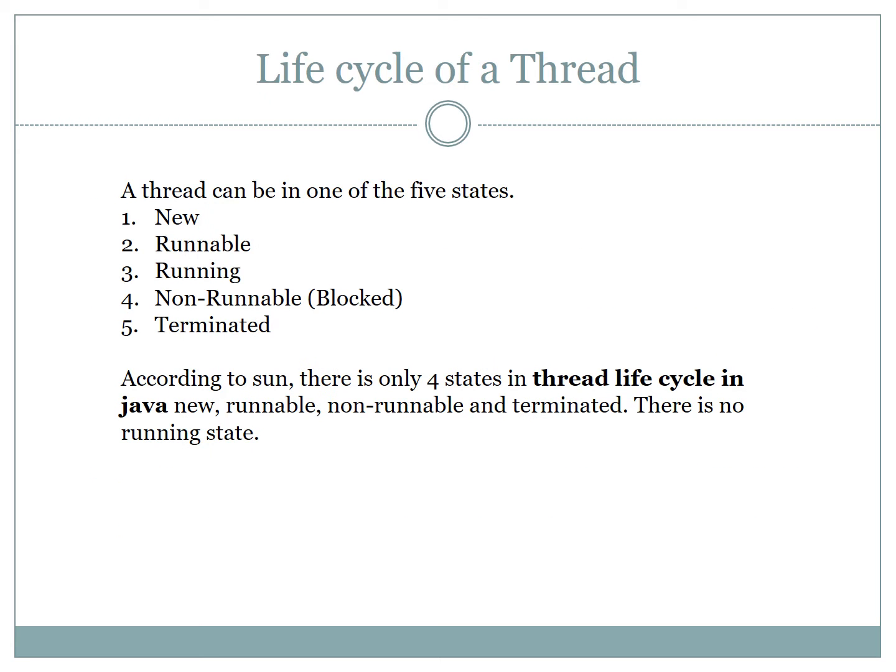Life cycle of the thread. A thread can be in one of 5 states: new state, runnable state, running state, blocked state, and terminated state. According to Sun, in Java, the life cycle of the thread has only 4 states. There is no separate running state. When any thread is created, it goes to the new state. Then the thread is started and it goes to the runnable state. After the runnable state, it goes to the blocked state as well as it can go to the terminated state.